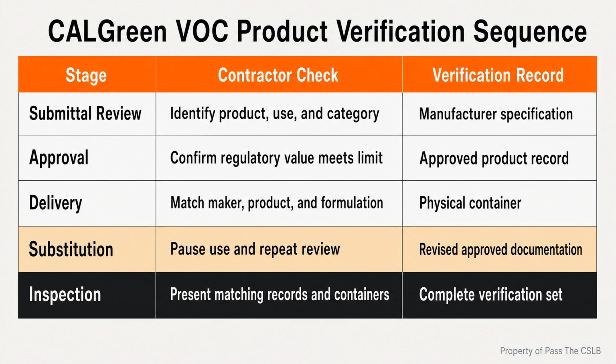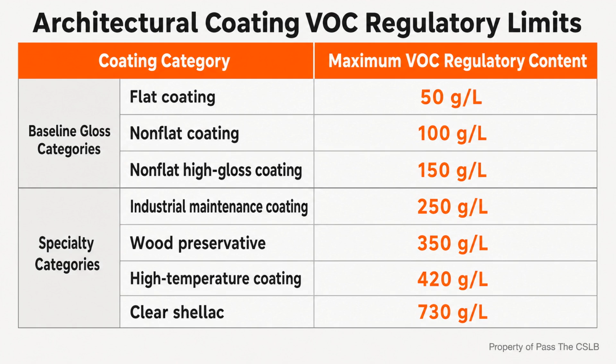Read the value, confirm what that value means, and match it to the actual container. Paint and coating limits are organized by category. For the basic gloss categories in the California Green tables, a flat coating has a maximum volatile organic compound regulatory content of 50 grams per liter. A non-flat coating has a maximum of 100 grams per liter. A non-flat high gloss coating has a maximum of 150 grams per liter.